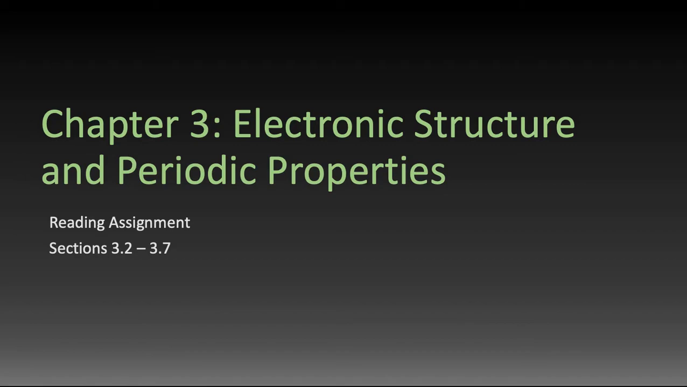In Chapter 3, we're going to talk about the electronic structure of atoms and the periodic properties that are found in the periodic table. That's why it's called periodic table. Your reading assignment is going to be sections 3.2 through 3.7.